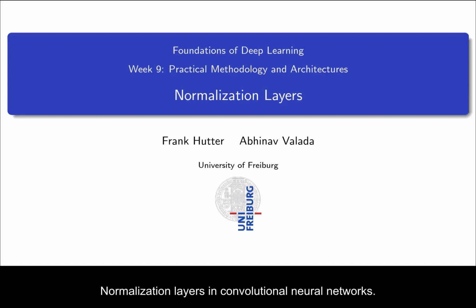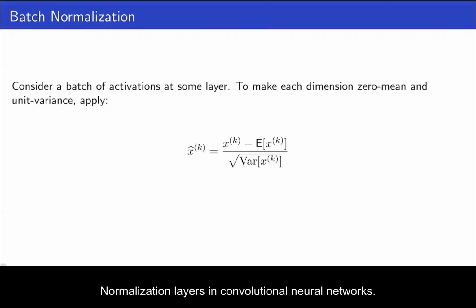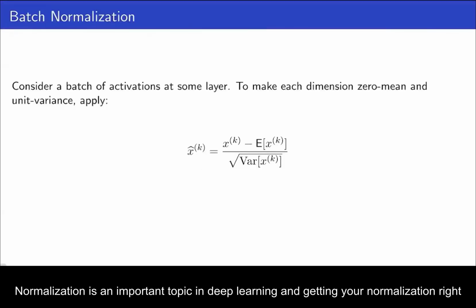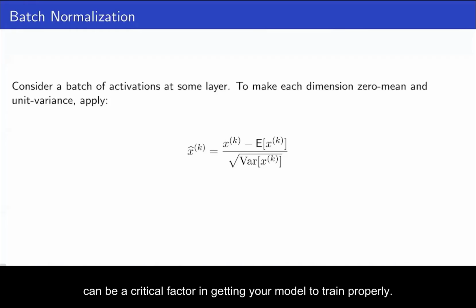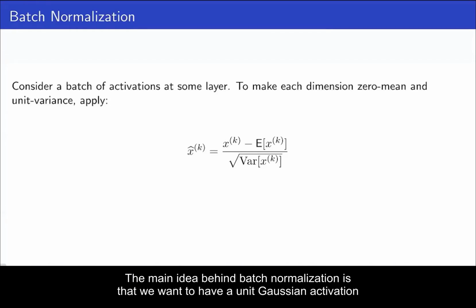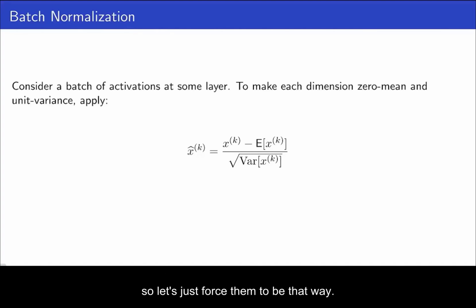Normalization layers in convolutional neural networks. Normalization is an important topic in deep learning, and getting your normalization right can be a critical factor in getting your model to train properly. The main idea behind batch normalization is that we want to have a unit Gaussian activation, so let's just force them to be that way. But how can we achieve this?